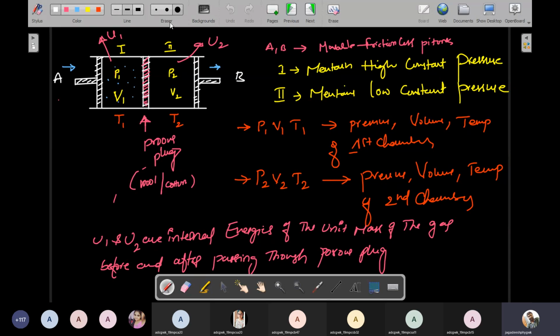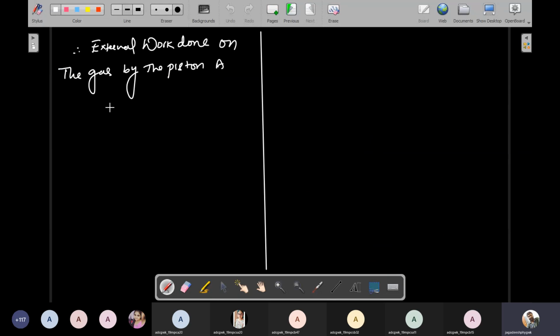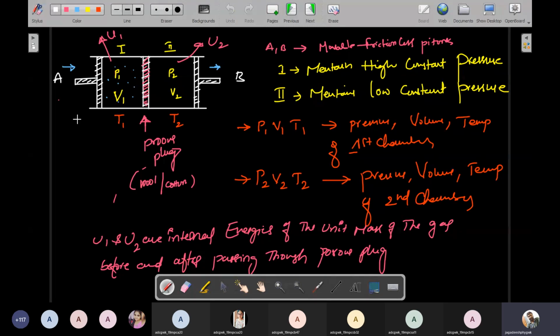Now in this case we are using the external work done on the gas by piston A. The external work done on the gas by piston A is given by W1. That work is nothing but W1. So if you move this piston, this much external work is done, W1 times of work done.